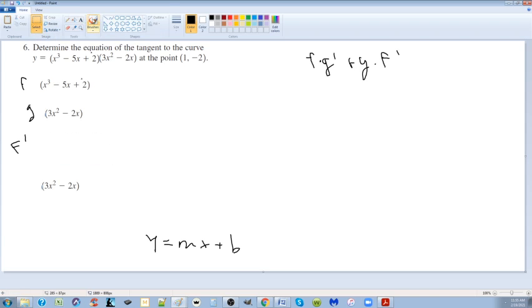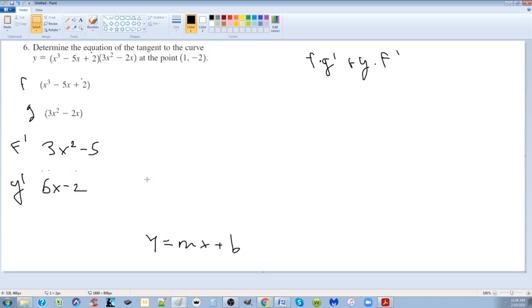You can just use the power rule. If you're not comfortable with this, you need to go practice your power rule. What's the derivative of that? 6x minus 2. Power rule. Bring the power down, multiply it in front, lower the power by 1, multiply the coefficient by the exponent you brought down.